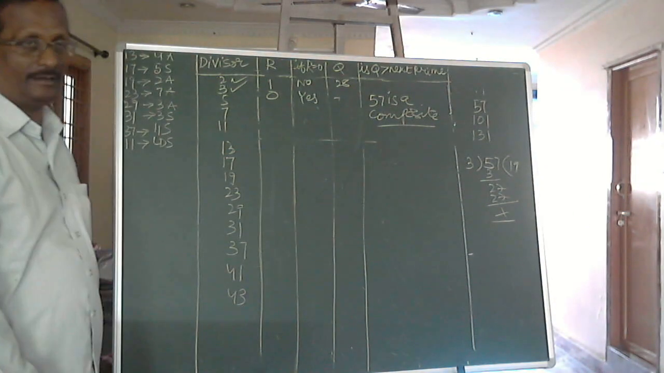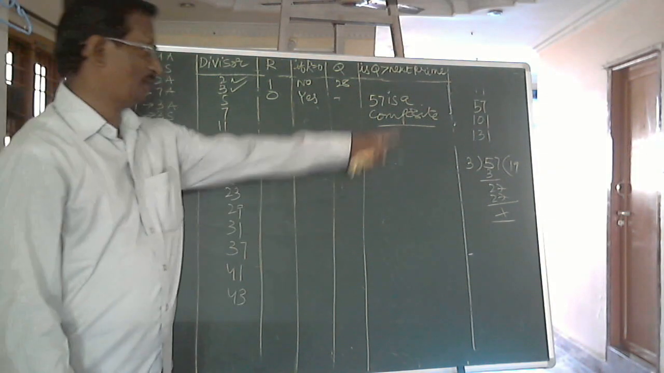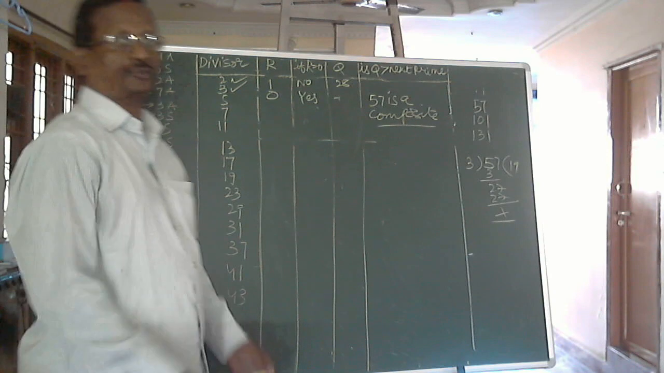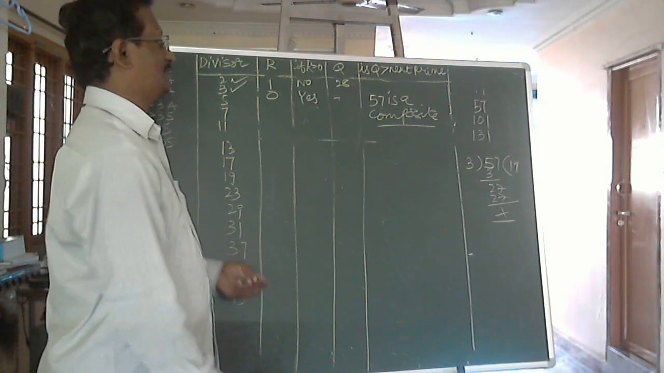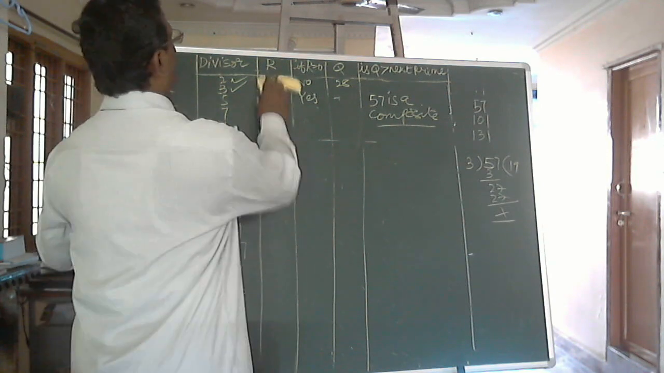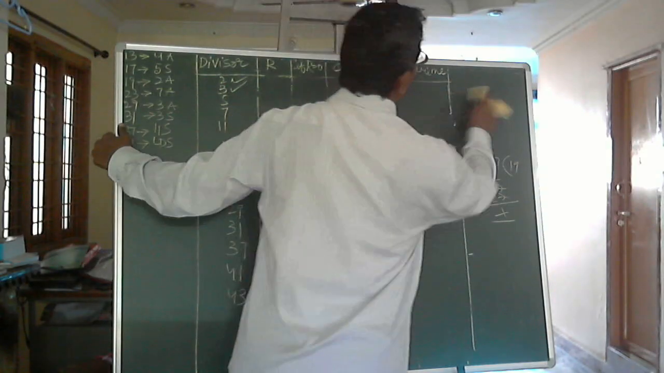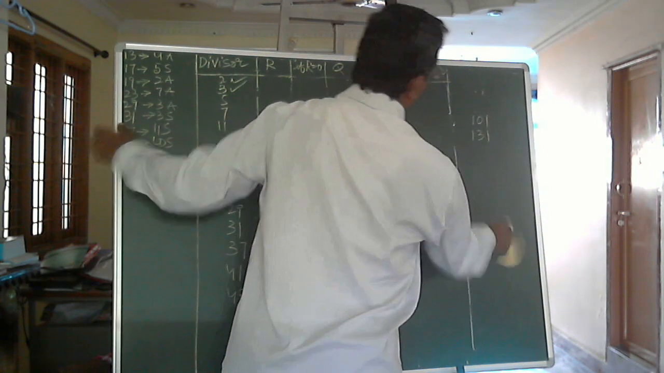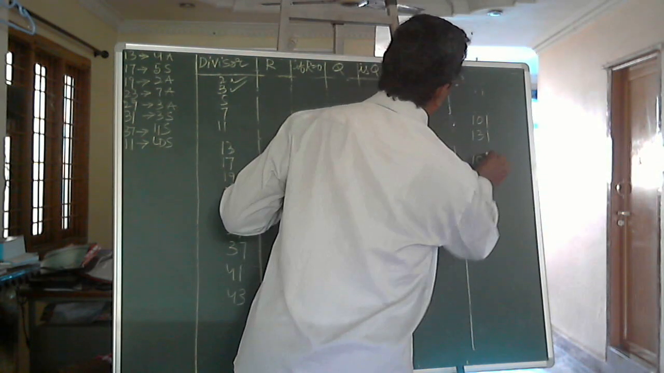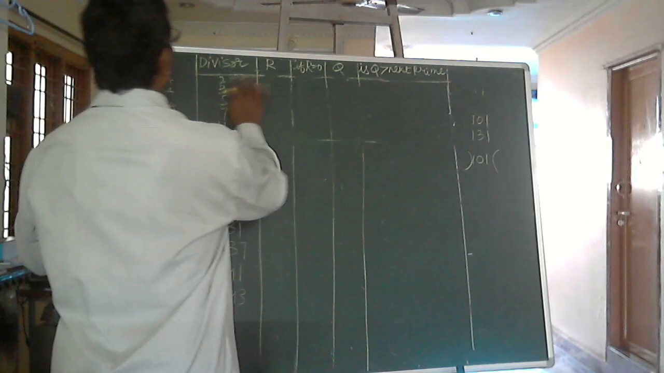This is how we decide. Last and final, two more examples are there. Let us do it by taking the number 101. Suppose you take the number 101, the same procedure is to be repeated. First, with 2, we need to check.